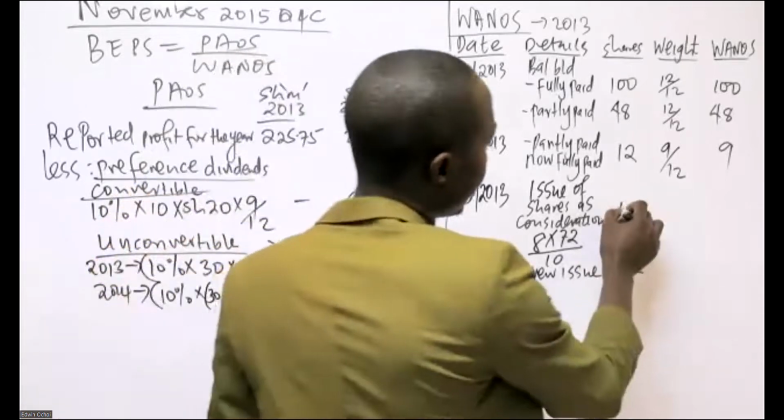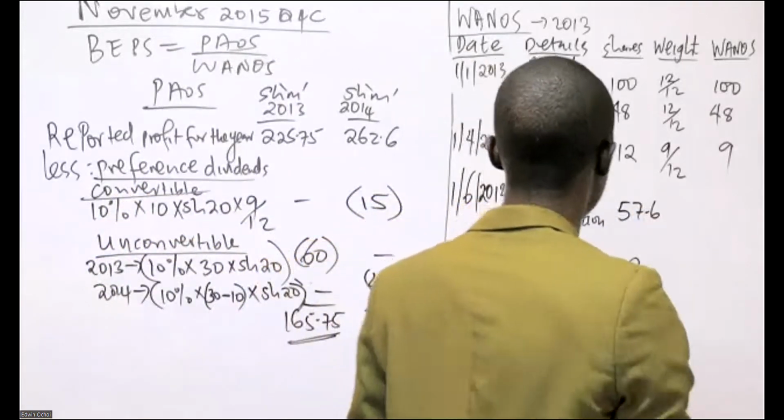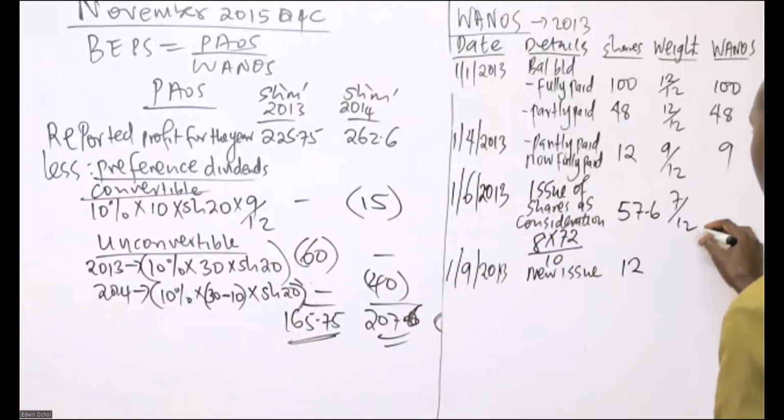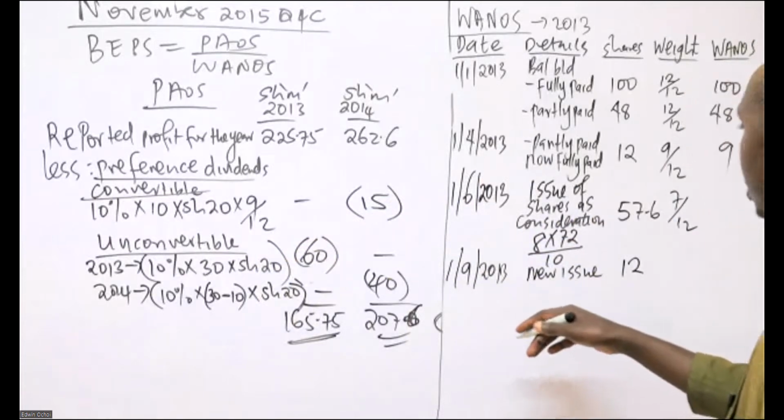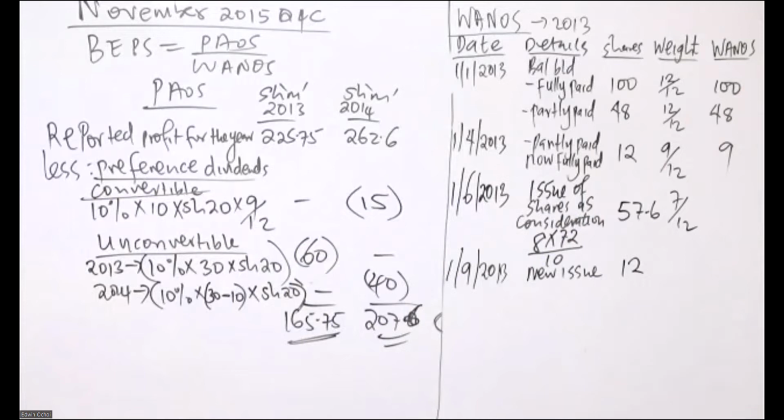So this is 57.6. From June, those are 7 months. And this one was from September, October, November, December. This is 4. Are we together? So what do you have there as your answers? 57.6 times 7 over 12. So this is 33.6. And the other one is?